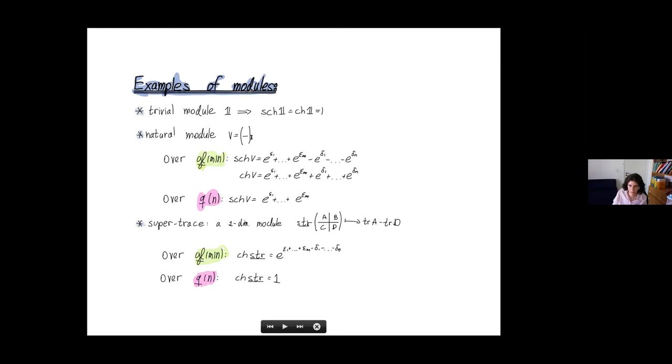If I take the natural module, then the parts from V_0 have weights epsilons, and they come with a plus sign. And the parts from V_1 have weights deltas, and they come with a negative sign in the super character. And the characters are the same. In Q_n, I forgot to put the twos. I'm sorry, it's twice what I wrote.